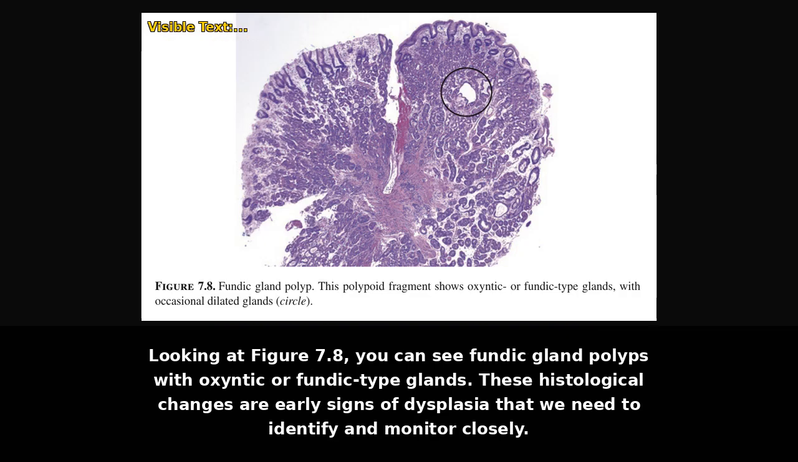Looking at figure 7.8, you can see fundic gland polyps with oxyntic or fundic type glands. These histological changes are early signs of dysplasia that we need to identify and monitor closely.